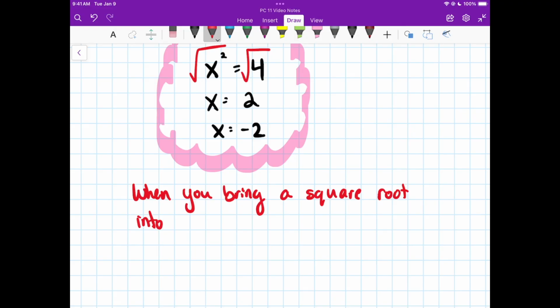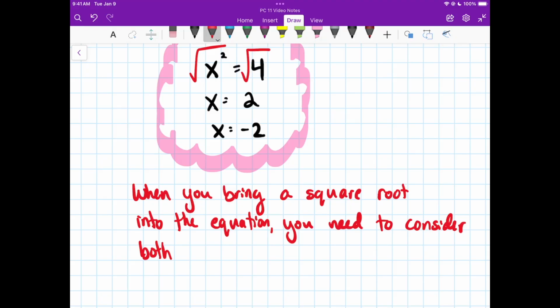So when you bring the square root into the equation, you need to consider both the positive root and the negative root. And that's a really easy place to mess up because it's not something that you can see, it's something that you have to bring in yourself. So you really got to keep track of that as you're working. So positive root and negative root. Great.